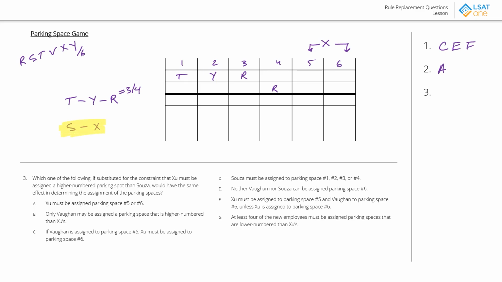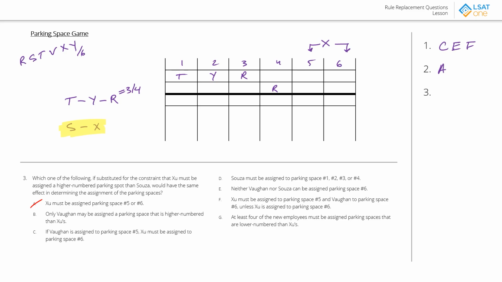Let's take a look. Answer choice A. X has to be assigned to parking spaces 5 or 6. Now that definitely had to be true, right? We kind of said that up front. X has to go into one of these two positions. But does it get the job done? And you'll notice that it doesn't. When you say that X has to go into 5 or 6, that fully allows for the possibility that X could have gone into 5 and then S could have gone into 6. So answer choice A isn't good enough.